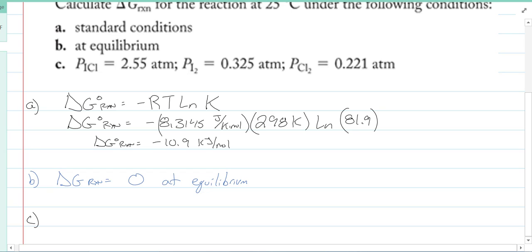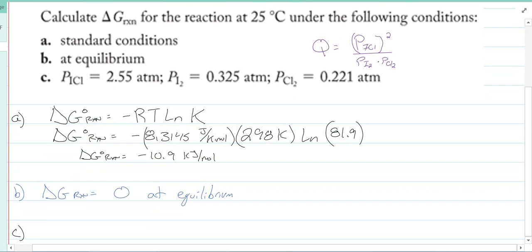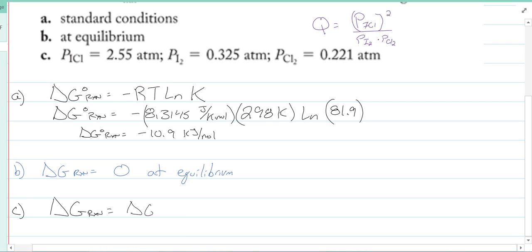Now we have pressures. So what's Q going to be here? If we write out Q, it would be the pressure or concentration of ICl, in this case, squared, over the pressure of I2 times the pressure of Cl2. So that's Q. And the reason we need that is we've got to use delta G of the reaction is equal to delta G standard of the reaction plus RT natural log Q.